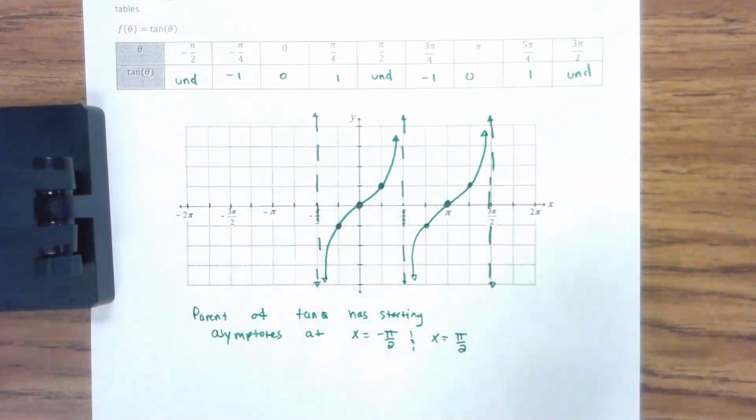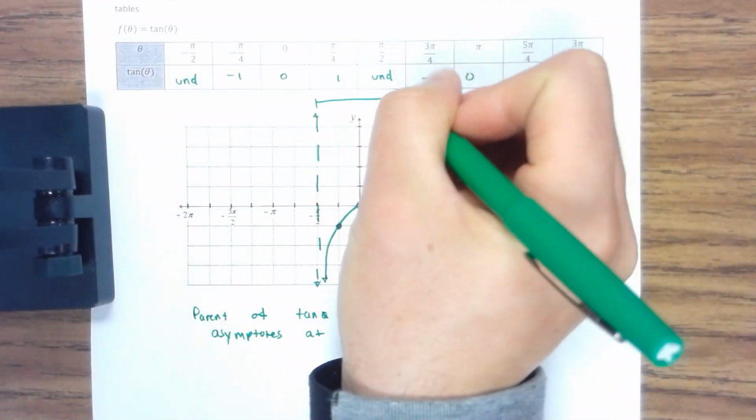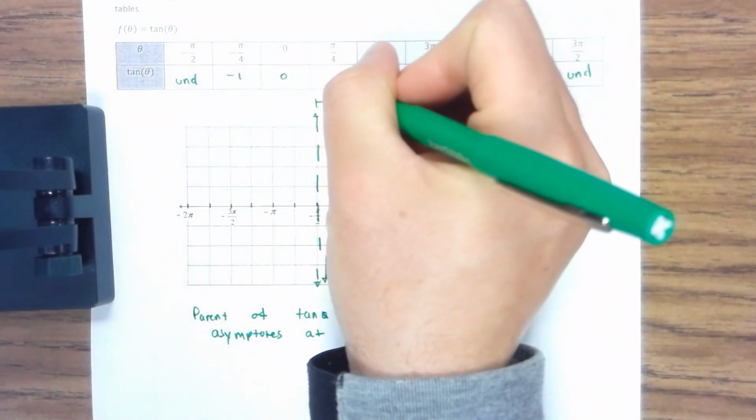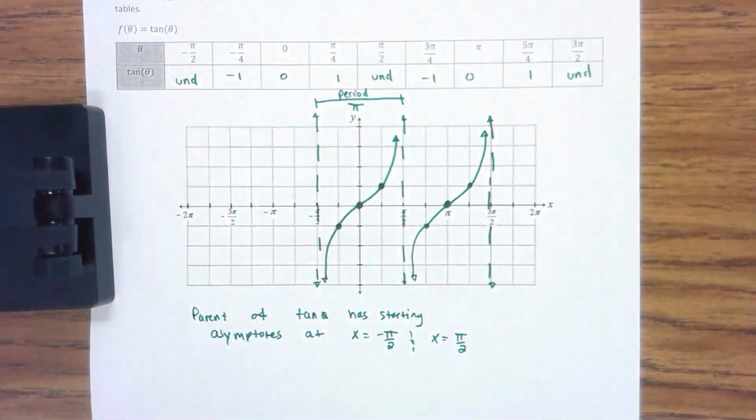So how long does it take for a graph to repeat here, Monty? Pi, exactly. And that's a big difference from what we saw with sine and cosine. So the period here is just simply pi. With sine, cosine, secant, cosecant, the period was 2 pi. So that's one of the major differences. All right. Well, that's basically all.